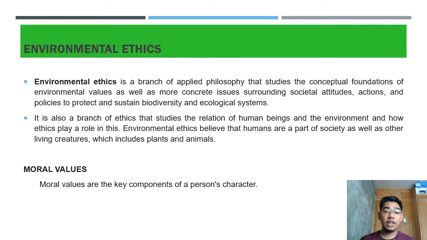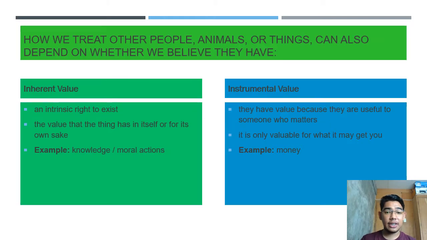Since change is constant, over time our moral values also change and extend. There are two kinds of values under moral values. How we treat other people, animals, or things can also depend on whether we believe they have, first, inherent value, or second, instrumental value. First, the inherent value is an intrinsic right to exist, or the value that a thing has in itself or for its own sake.